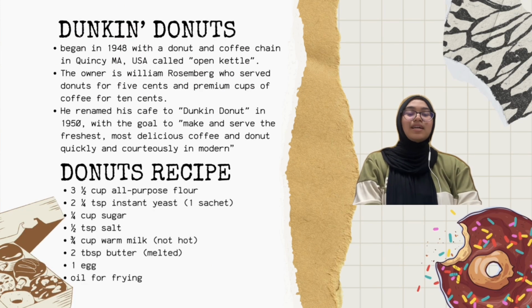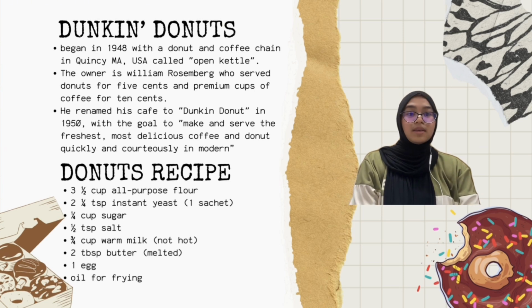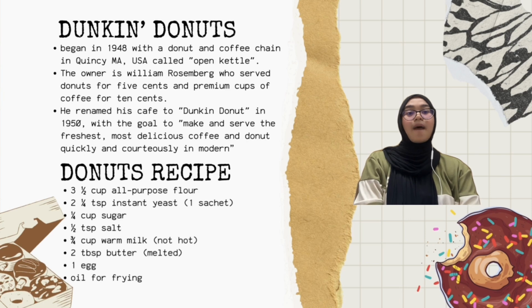Donut. Before we start to solve the problem, I would like to share about Dunkin' Donuts cafe. Dunkin' began in 1948 as a donut and coffee chain in Quincy, MA. Americans call it Open Kettle. The owner of the cafe, William Rosenberg, served donuts for 5 cents and premium cups of coffee for 10 cents. He renamed his cafe Dunkin' Donuts in 1950 with the goal to make and serve the freshest, most delicious coffee and donuts quickly and courteously in modern style.